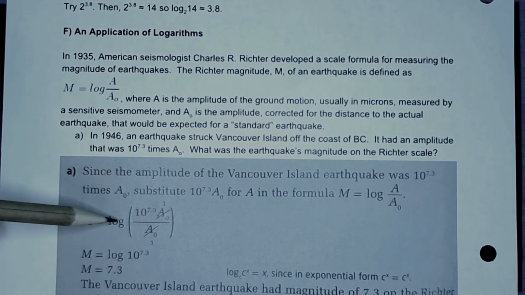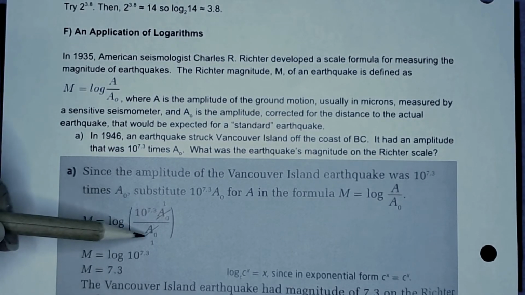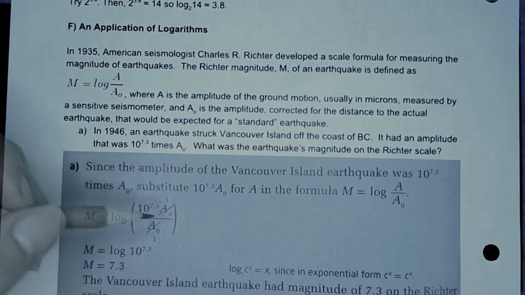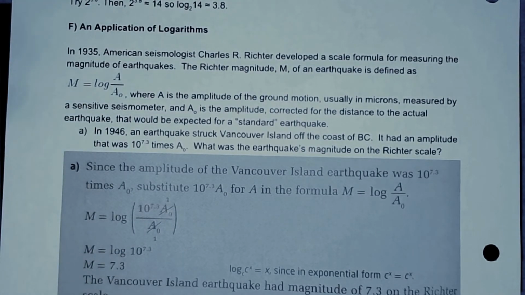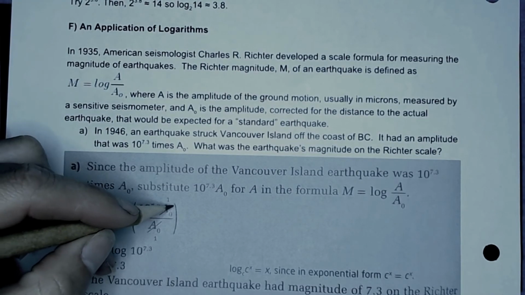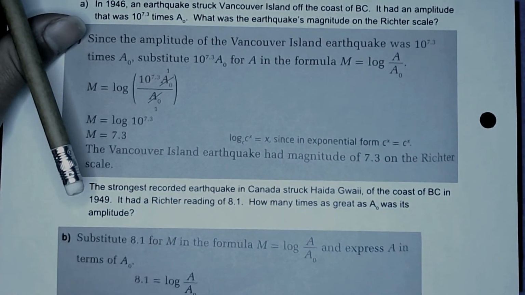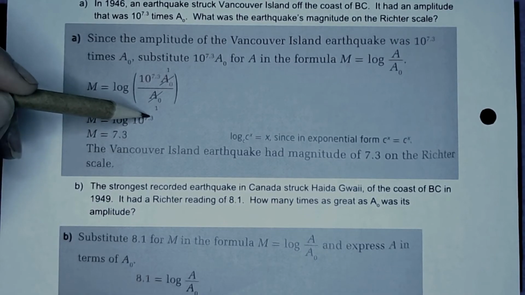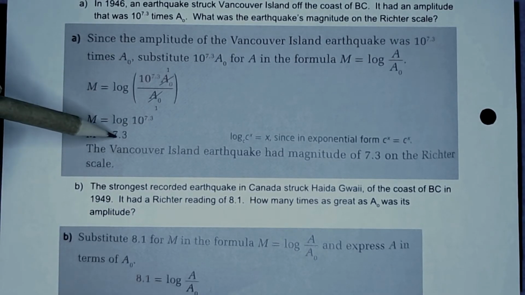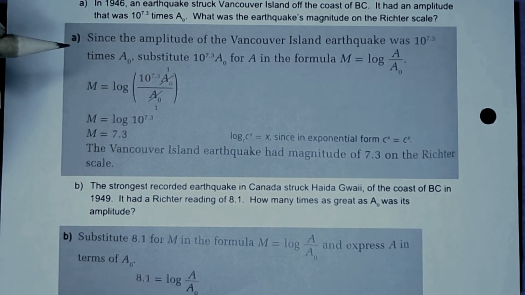Now, we have m is equal to log of 10 to the power of 7.3 times AO, divided by AO. We're trying to get rid of this term and solve for m. So of course, dividing by the same thing that you have will make that 1. 1 divided by 1 gives you 1. So we're left with m is equal to log 10 to the 7.3, and m is equal to 7.3, because this would be a base 10 function.